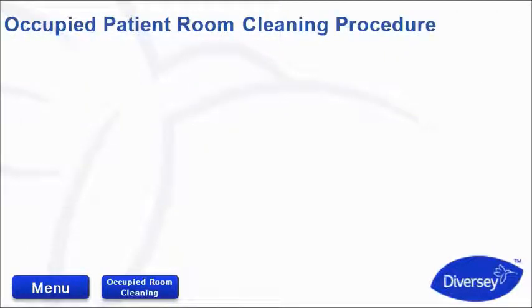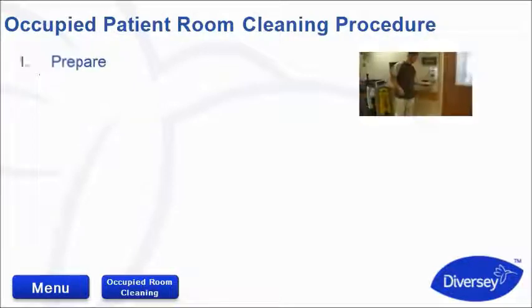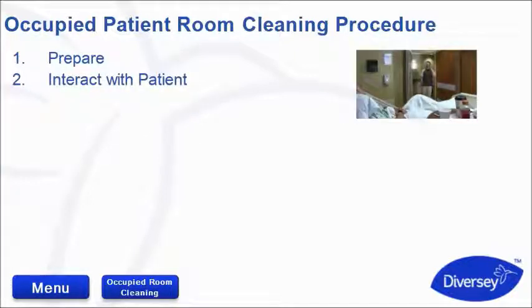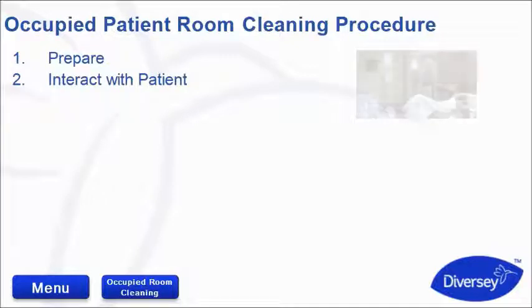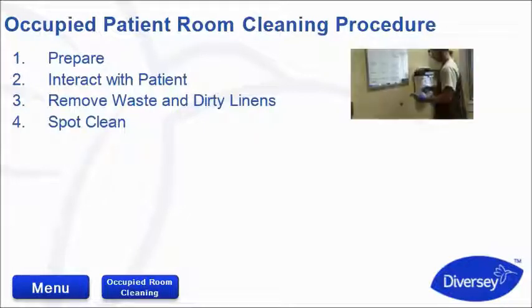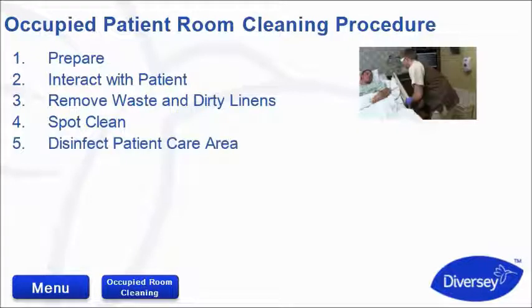A simple 10-step process can be followed when cleaning an occupied patient room. 1. Prepare. Gather supplies and prepare to enter the room. 2. Interact. Greet the patient and gain permission to clean. 3. Remove. Remove waste and linens as appropriate. 4. Spot clean. Spot clean and dust as needed in the room. 5. Disinfect patient care area. Disinfect the high-touch surfaces in the patient care area and the room entrance.